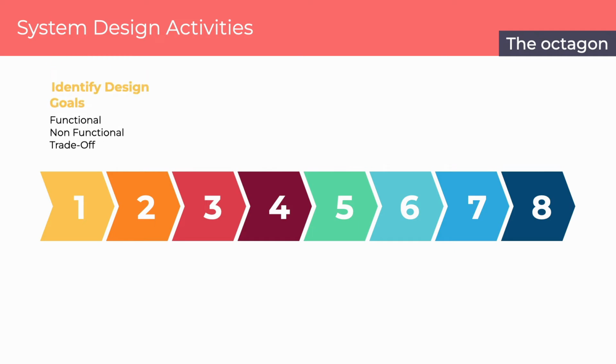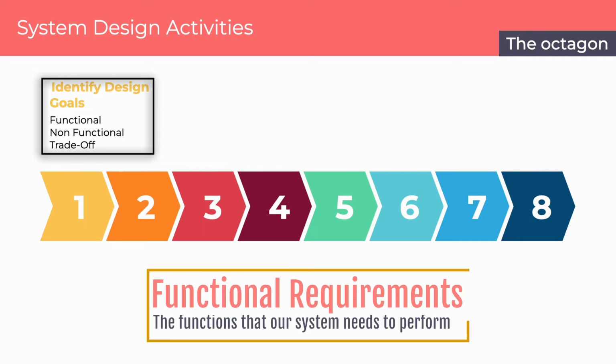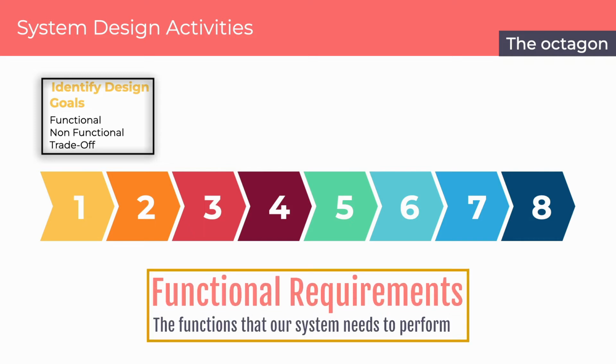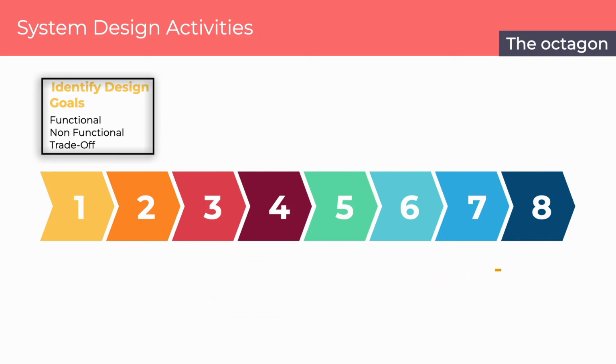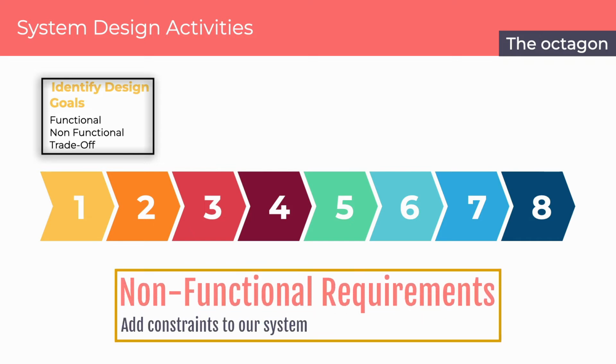Identify design goals. The first step is to identify the design goals. And if you recall, we had introduced the concept of design goals in one of our previous videos. So if you haven't seen that, I highly recommend that you go and check it out first. We work on defining the functional requirements that will help us understand the functions that our system needs to perform. Then we define the non-functional requirements, which essentially add constraints to our system.